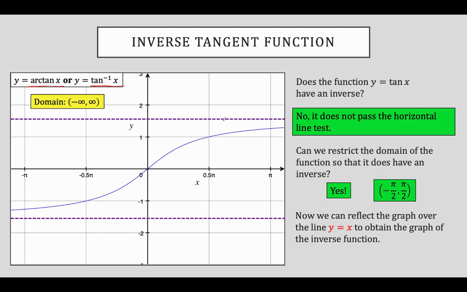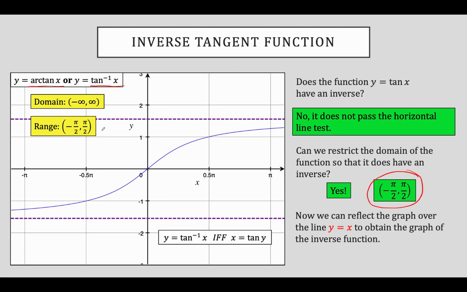And so our domain is going to be all real numbers. Notice that that corresponds with the range of our tangent function. Our range is going to be from negative pi over 2 to pi over 2. That corresponds to the restricted domain of our original tangent function. Again, we restricted tangent to values of x between negative pi over 2 and pi over 2. That domain becomes the range for inverse tangent. And we say y equals the inverse tangent of x if and only if x is equal to tangent of y.